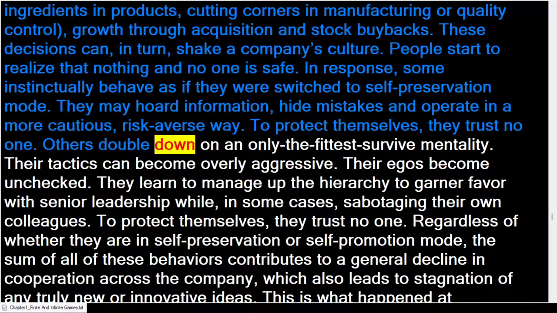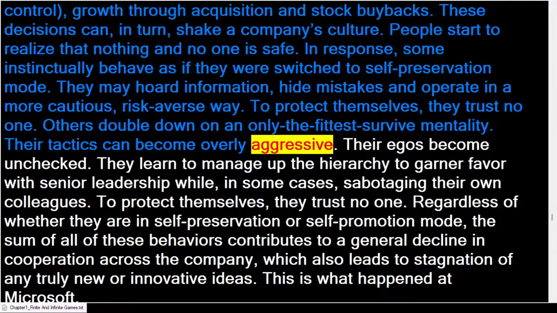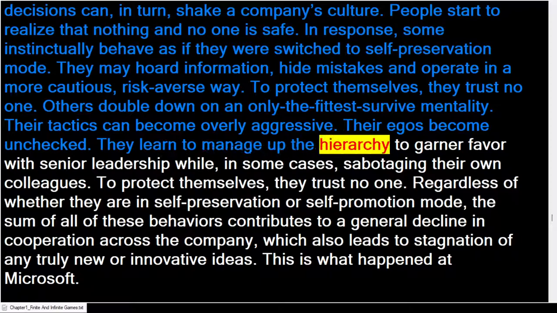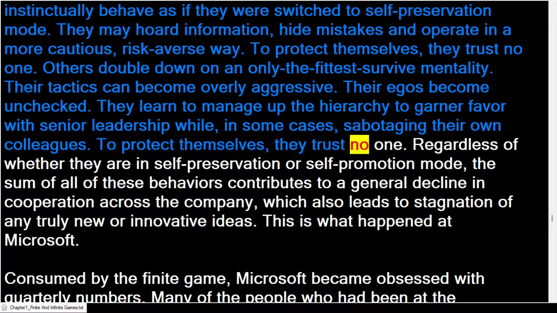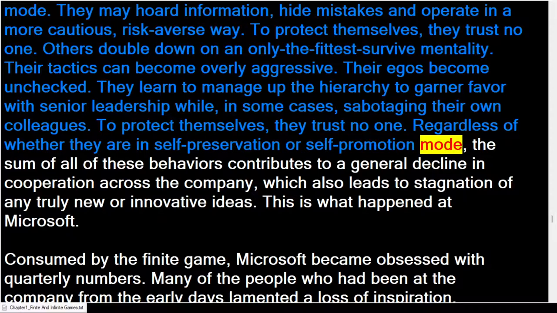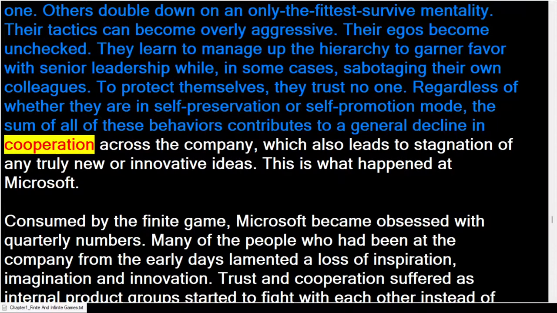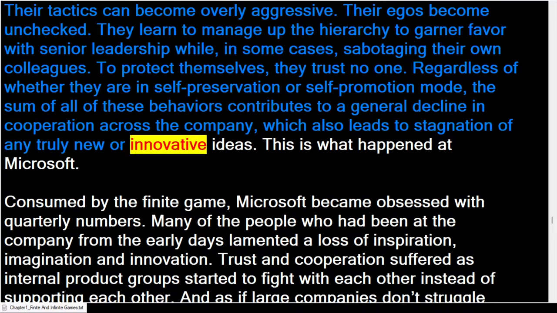Others double down on an only-the-fittest-survive mentality. Their tactics can become overly aggressive. Their egos become unchecked. They learn to manage up the hierarchy to garner favor with senior leadership while, in some cases, sabotaging their own colleagues. To protect themselves, they trust no one. Regardless of whether they are in self-preservation or self-promotion mode, the sum of all of these behaviors contributes to a general decline in cooperation across the company, which also leads to stagnation of any truly new or innovative ideas. This is what happened at Microsoft.